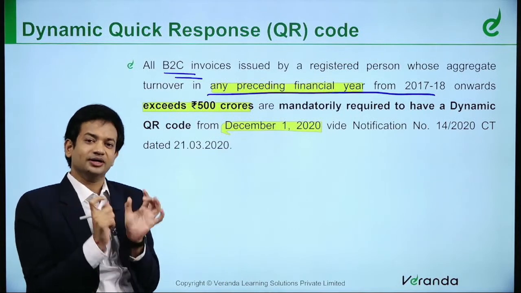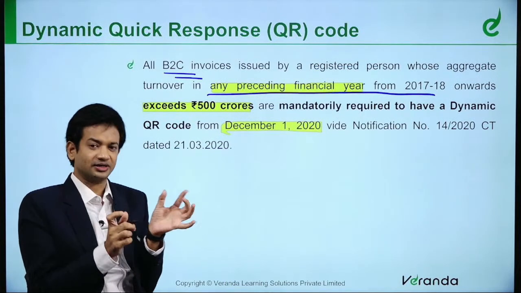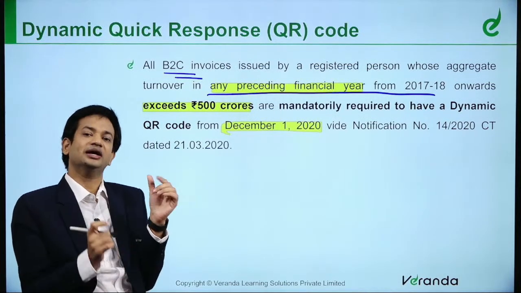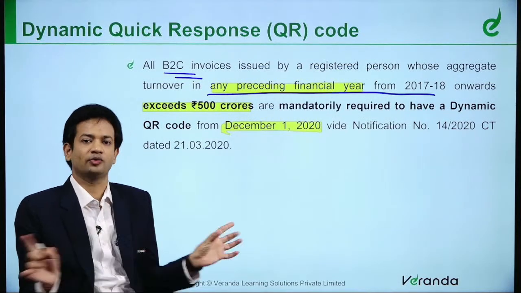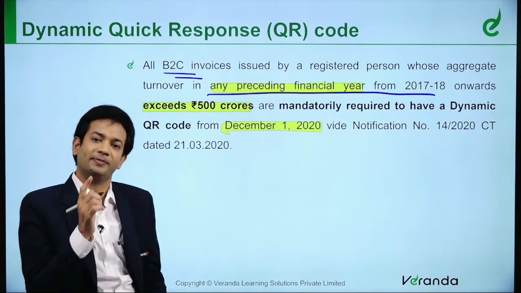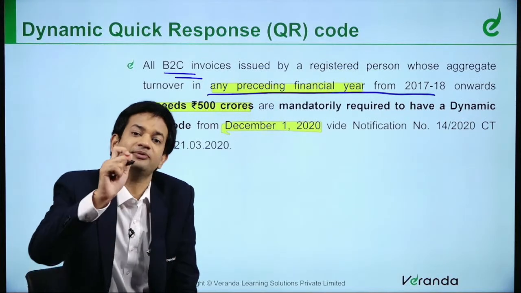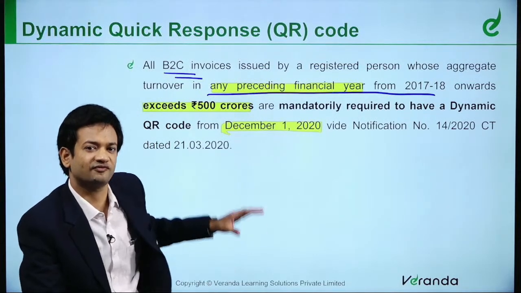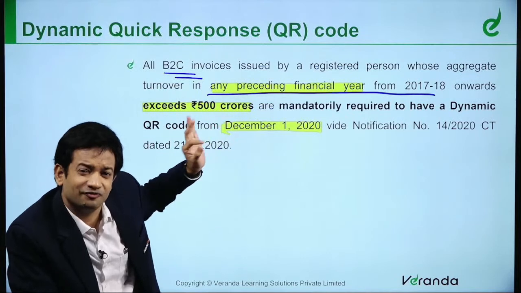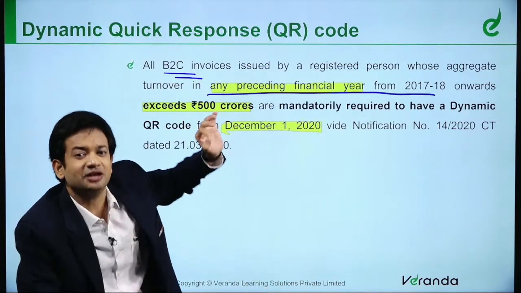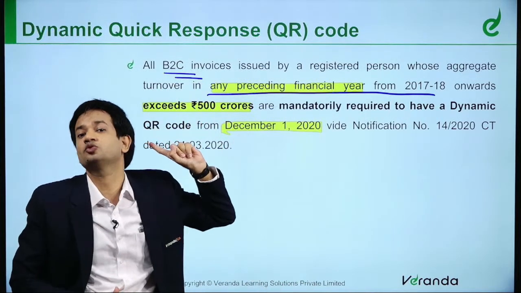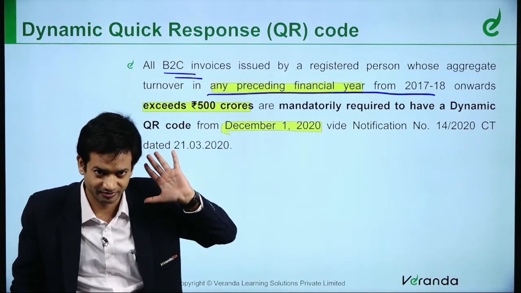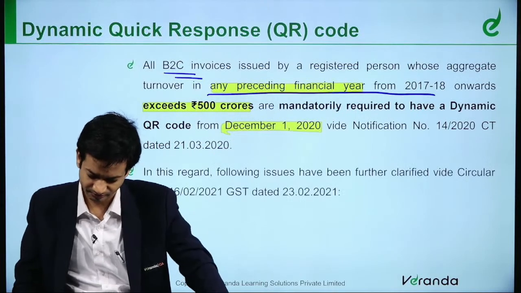As per law, if it is more than 50 crores in any previous year, e-invoice is mandatory. Dynamic QR code, I repeat, has nothing to do with e-invoice. For B2C transactions, no e-invoice is applicable at all. But if someone's turnover is more than 500 crores, for B2C transactions alone, dynamic QR code is mandatory, not e-invoice. E-invoice is completely different, nothing to do with the GST portal. Hope the concept is clear.